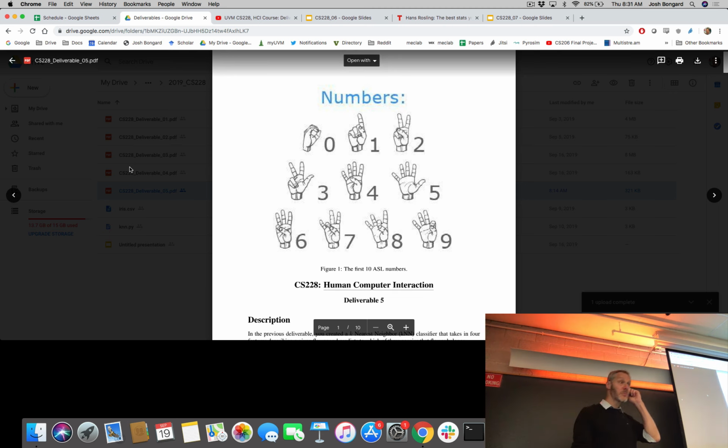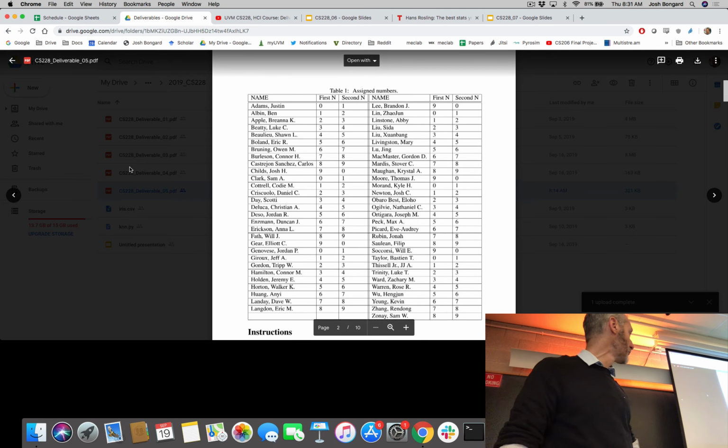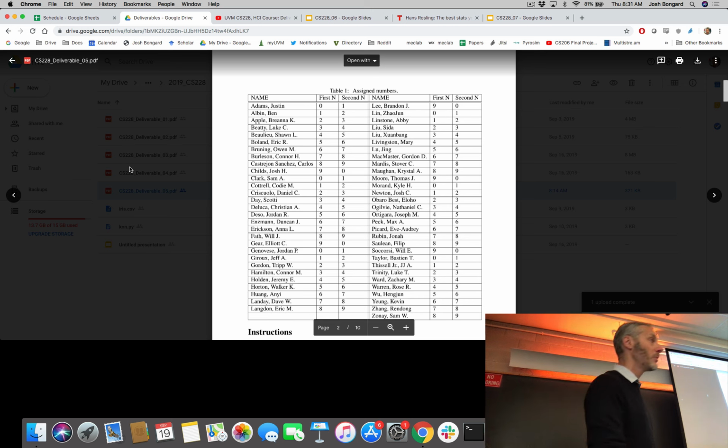So we're going to expand out to all 10 digits of ASL. And in deliverable 5, at the beginning of deliverable 5, you should be able to find your name somewhere in this table. If you don't see your name in this table, send me or the TA an email and we will add it. Each of you is being assigned 2 of the ASL digits.